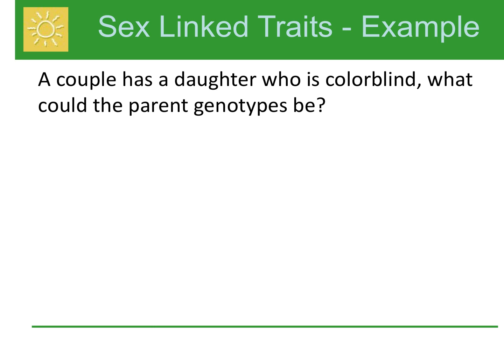All right, so now we're going to do one more practice problem. This one is just a little bit different. This time, a couple has a daughter who is colorblind. What could the parent genotypes be? So to figure out this problem, we have to work backwards a little bit.